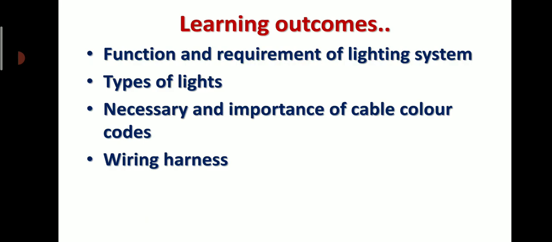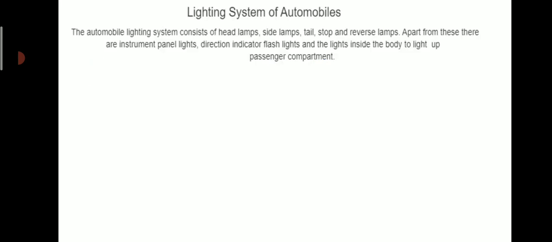Without lights, an automobile cannot move at night, so proper lighting ensures the safety of the passengers inside the automobile, and various kinds of internal as well as external lights are widely used, and all these need electrical and electronic components. So let us start. Lighting system of automobile.